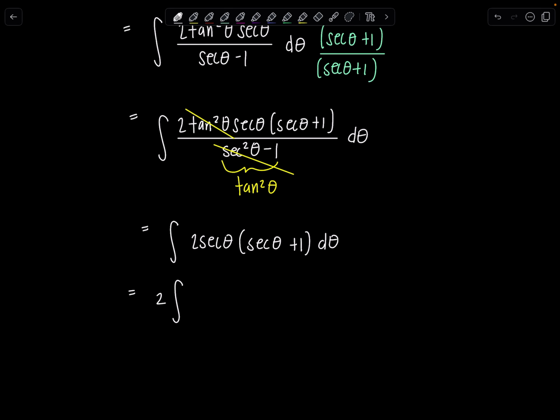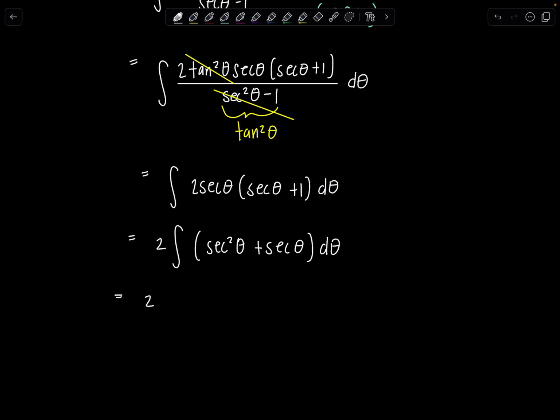Let's take the 2 outside. Then we have integral secant squared theta plus secant theta d theta. Yep, I know the antiderivative of secant squared theta. I know the antiderivative of secant theta. So we're done pretty much. The worst is over. Antiderivative of secant squared theta, very good, tan theta, plus antiderivative of secant theta is natural log absolute value secant theta plus tan theta. Well, well, well. Okay, plus c on the outside.